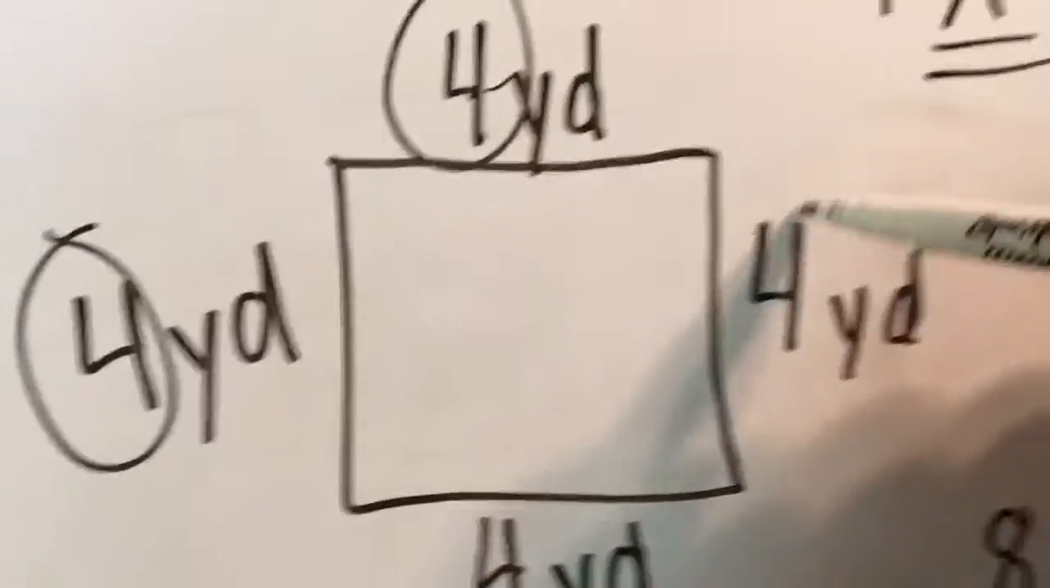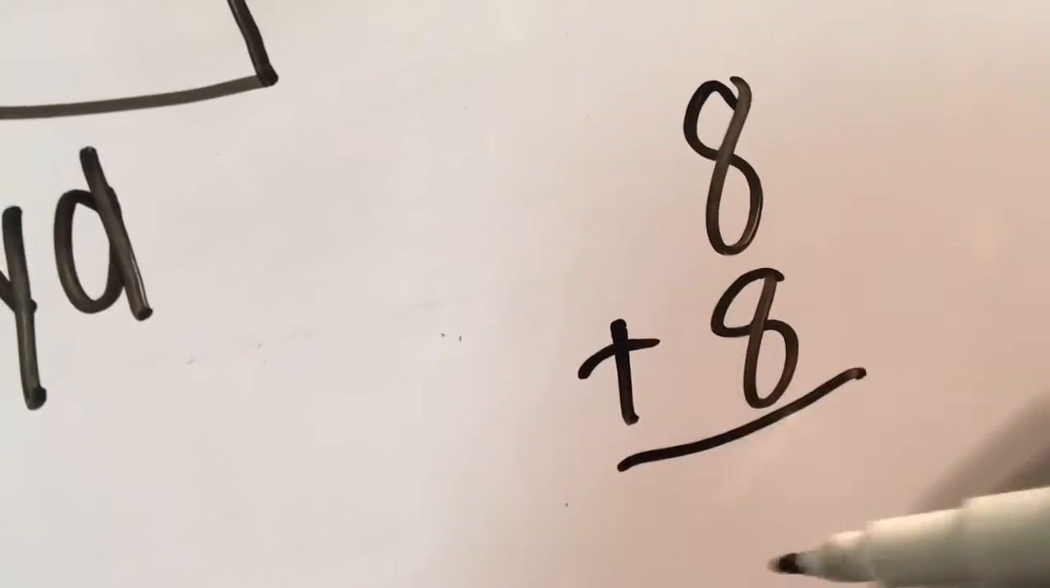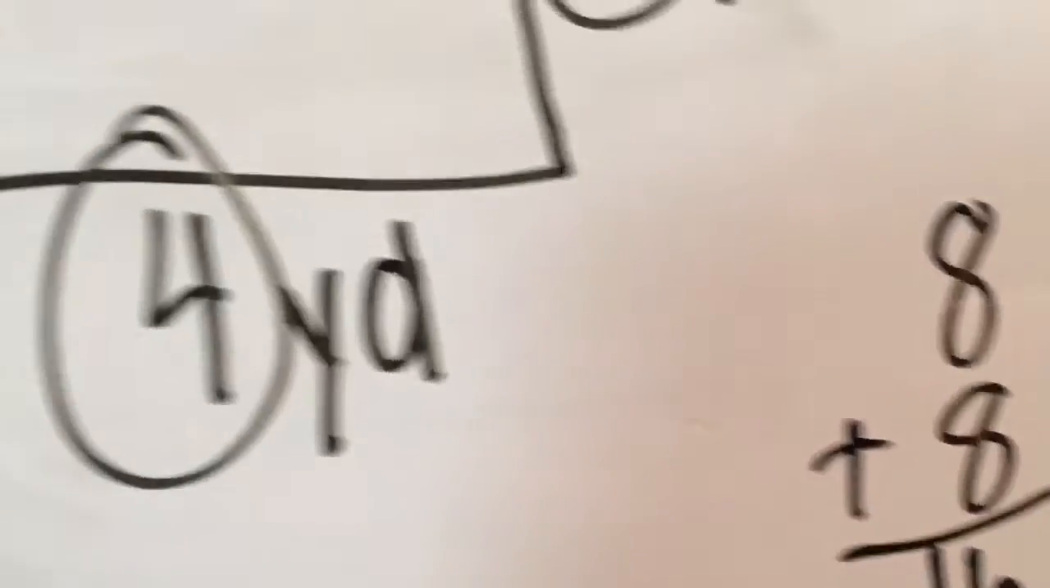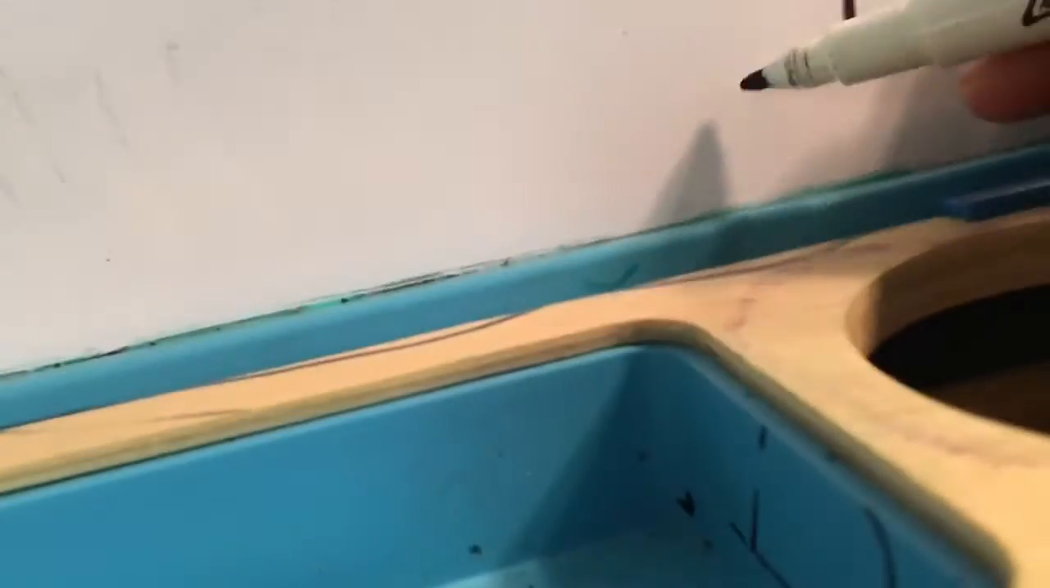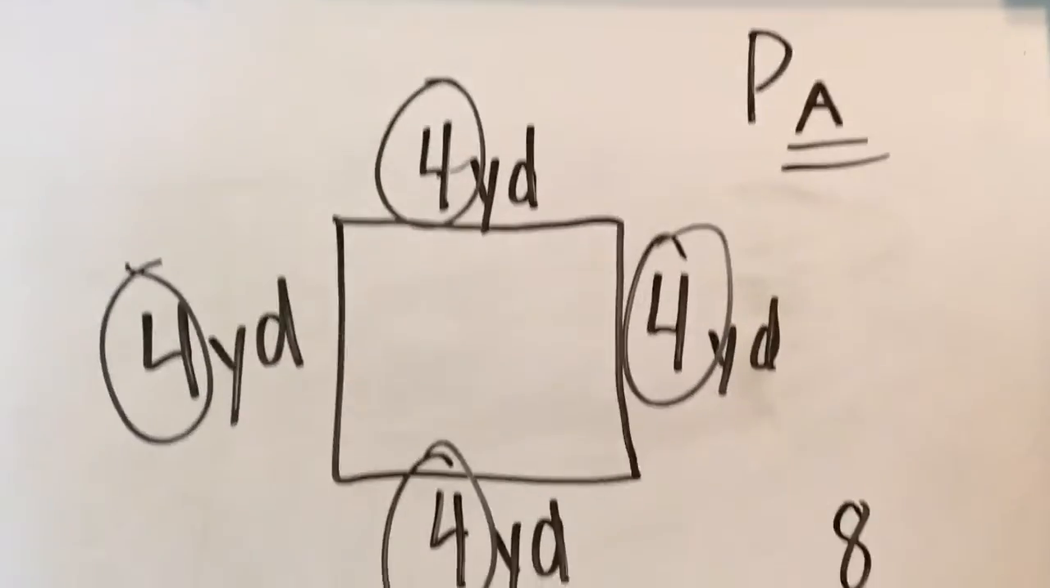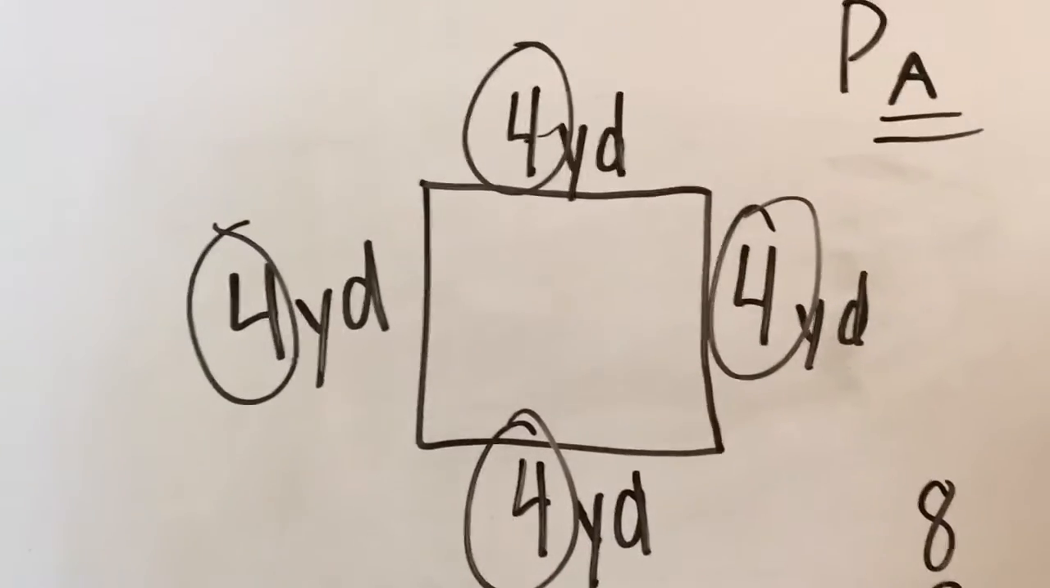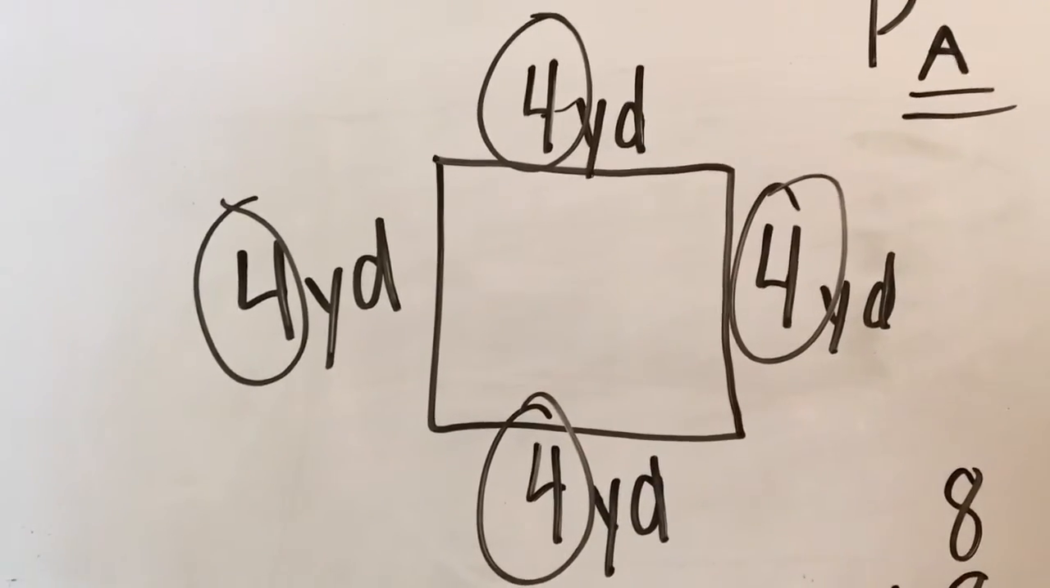And 4 plus 4 is 8. And what is 8 plus 8? It is 16. And our label is YD, which stands for yards. So you could write 16 yards, or you could write 16, and you could write it out completely in the word 16 yards. So that is perimeter. We add when it is a square and they only label one of the lengths.